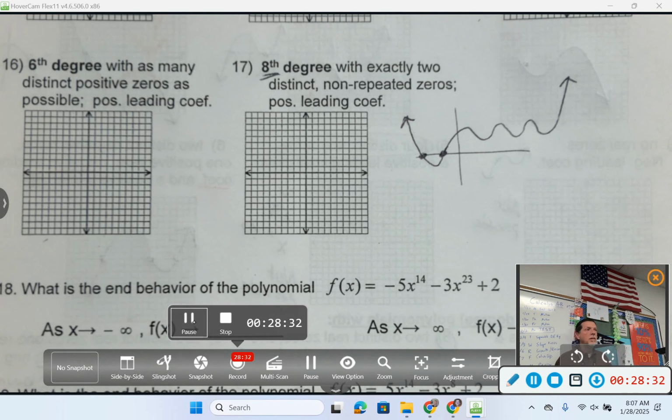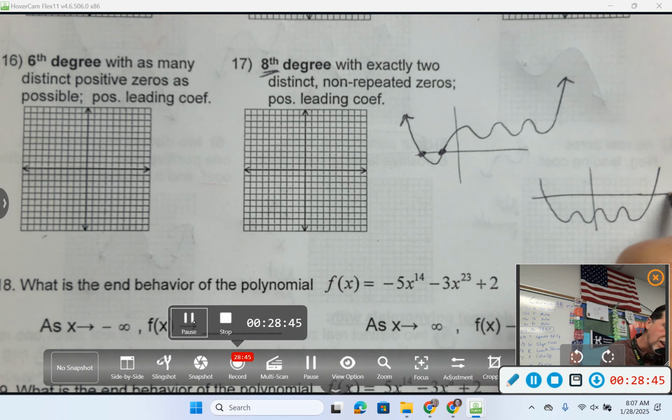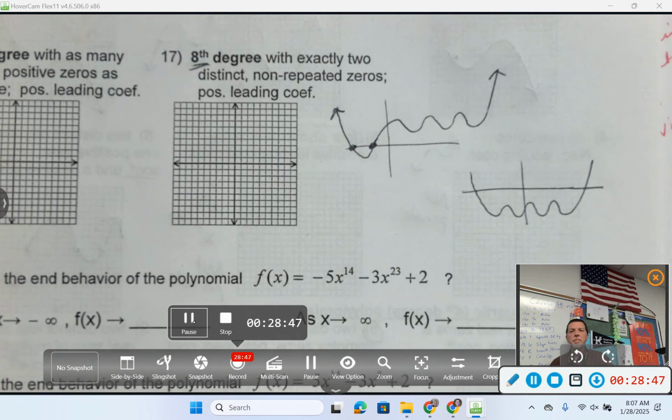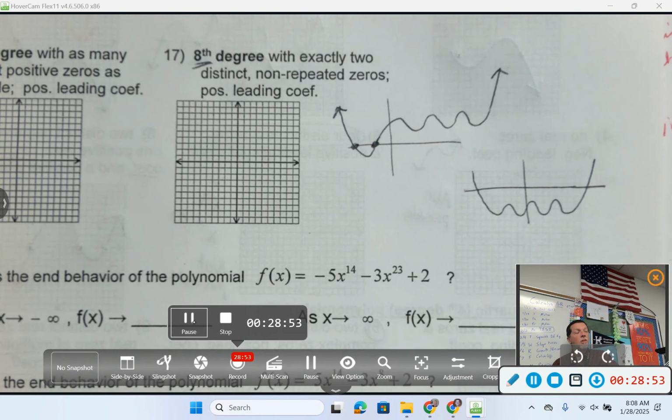Or you could put all your turns below. You sure could. Yeah, you could go 1, 2, 3, 4, 5, 6, 7, like that. Yep. So it can say it has fewer zeros than its degree, but it can't have more zeros than its degree, right? That's right.